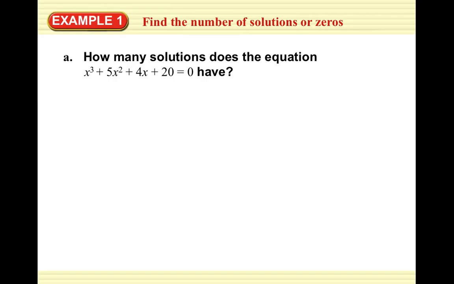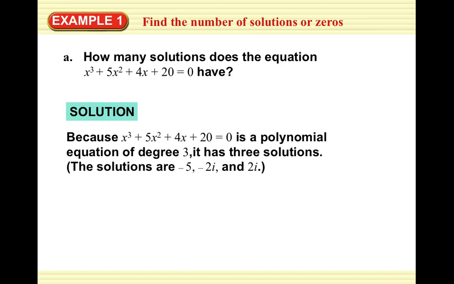How many solutions does the equation x to the third power plus 5x squared plus 4x plus 20 equals 0 have? The answer is, because that is a polynomial equation of degree 3, it has 3 solutions. If you were to go through the process of solving, you would see that those solutions are -5 and positive and negative 2i. Eventually we're going to get to solving for those solutions, but this at least tells you for sure you have 3 solutions, and 2 of them are imaginary.